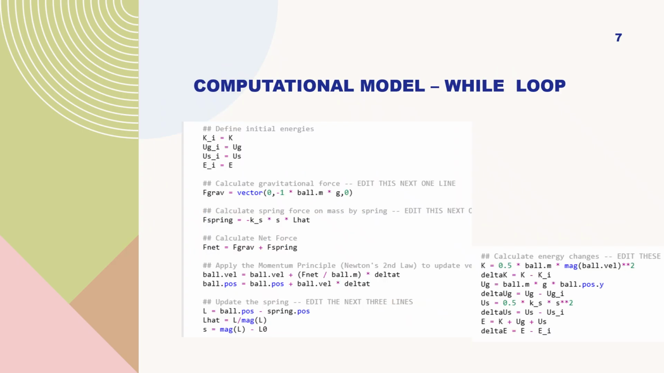Here we have the key calculations inside our while loop that run the simulation. First, we store the initial energies. Then we calculate the gravitational force as a vector pointing downward and the spring force using Hooke's law. We sum these up to get the net force. Then we apply Newton's second law to update the velocity and position of the mass. Next, we update the spring's length and stretch. Finally, we calculate all the energy changes: delta K for kinetic energy, delta U grav for gravitational potential energy, delta U spring for spring potential energy, and delta E for the total energy of the system. These calculations repeat every time step to model the motion over time.